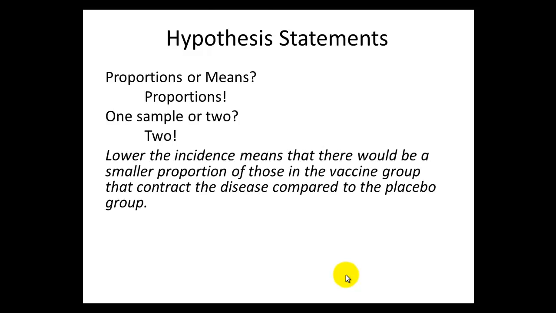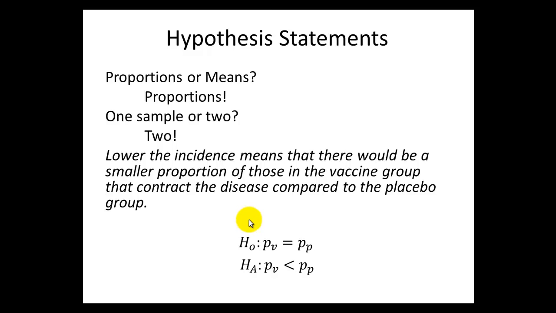So, I also want to consider the lingering question or idea they had in the problem, which was lower the incidence. That means we would have a smaller proportion of those in the vaccine group that contracted the disease compared to the placebo group. So I have two proportions, two samples, and this idea of lowering the incidence of disease in the vaccine group. Using those three facts, I can put my hypothesis statements together.